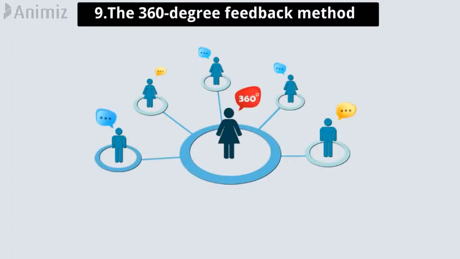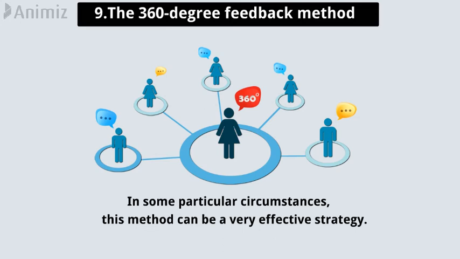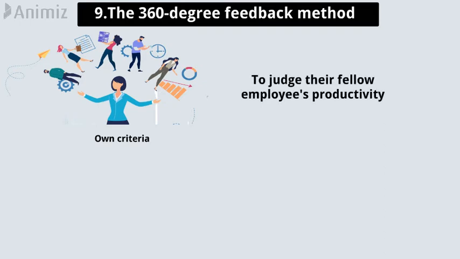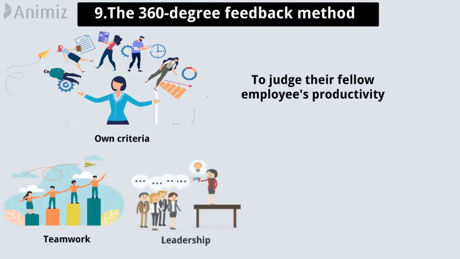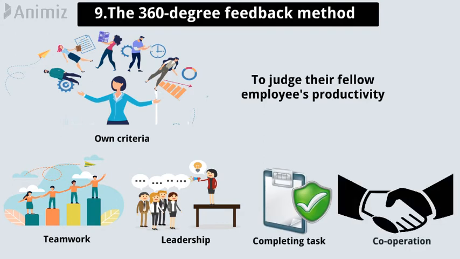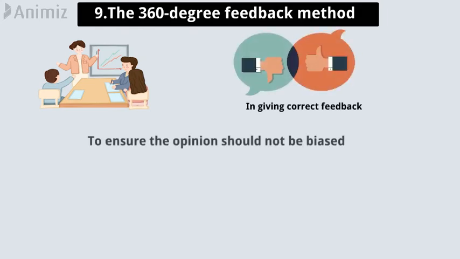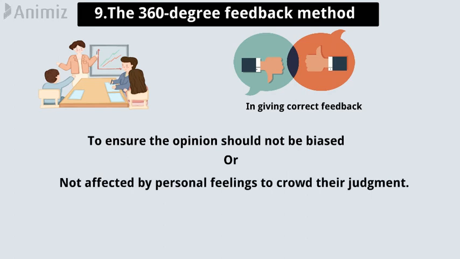Now move on to the last one, 9. The 360-degree feedback method. The 360-degree feedback method is used to measure productivity by generating feedback from fellow employees. In some particular circumstances, this method can be a very effective strategy. Because every employee has their own criteria to judge their fellow employees' productivity in terms of teamwork, leadership, completing tasks, cooperation, etc. Employees should be well trained in giving correct feedback to ensure the opinion is not biased, or not affected by personal feelings clouding their judgment.